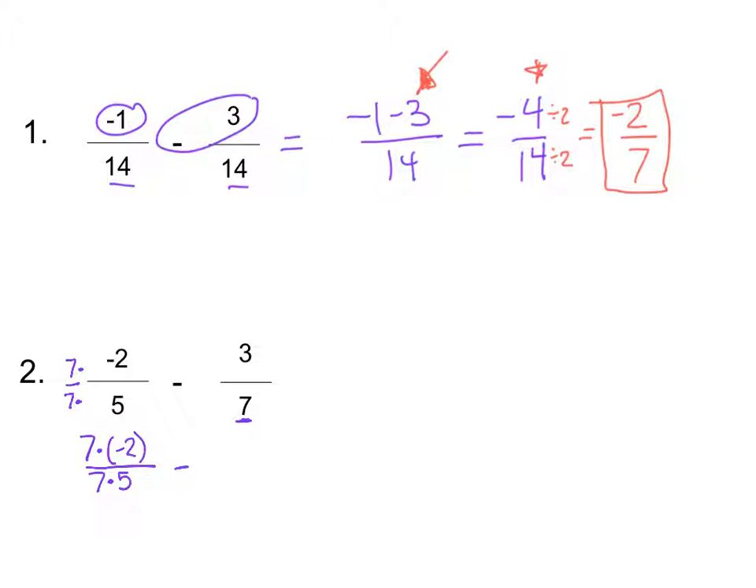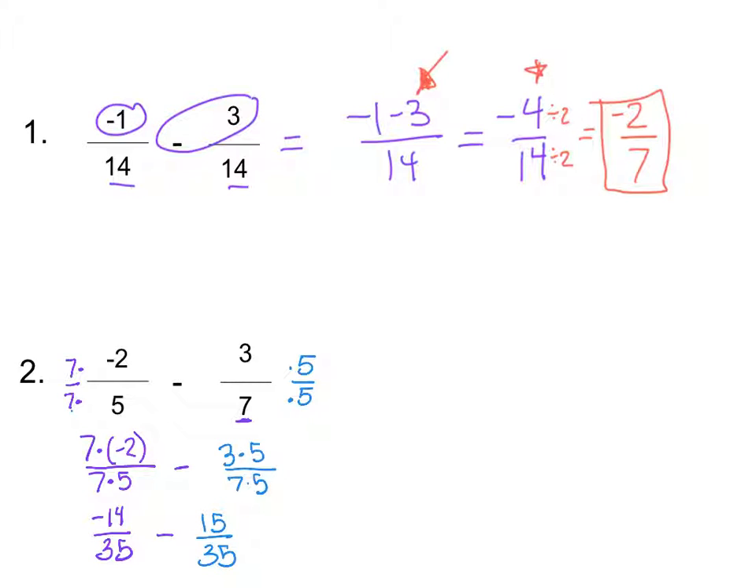Minus, and then I want to change my fraction over here so I have the same denominator, which I'm getting right here is 35. So I'd multiply this one by 5 over 5. Okay, so then I have 3 times 5 over 7 times 5. All right, so what is 7 times a negative 2? That's just negative 14 over 35. Minus 3 times 5, which is 15 over 35. So now my denominators are the same.